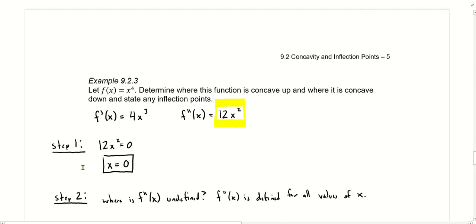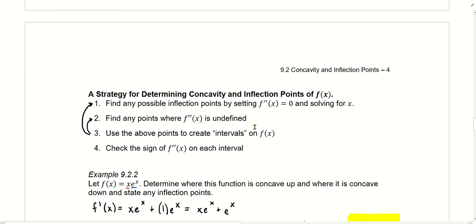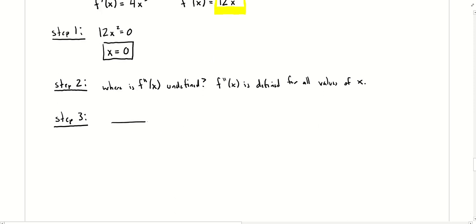Step 3, again, this is that visual step where we just use the points in steps 1 and 2 to create intervals on our function. And once again, like the previous example, we only have one possible point to worry about here, x equals 0. So we're once again going to have a pretty boring little number line here that is split by this point, x equals 0. And so it looks like in step 4, we're going to have two intervals to assess.